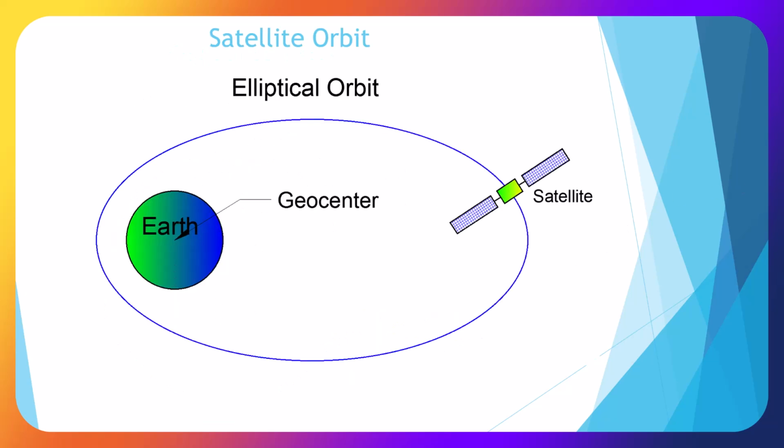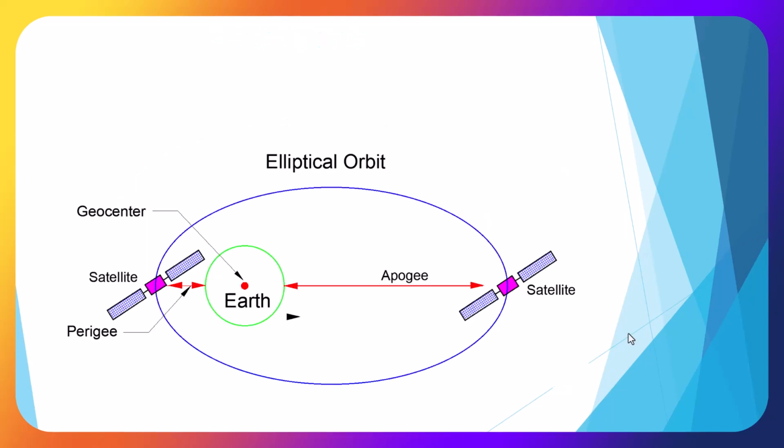Okay, here's an elliptical orbit, which is an elliptical path around the Earth. The geocenter is the center of the Earth. Here's the elliptical orbit again. This is the geocenter of the Earth, and this is the perigee, which is the short side, and apogee is on the long side of the ellipse.